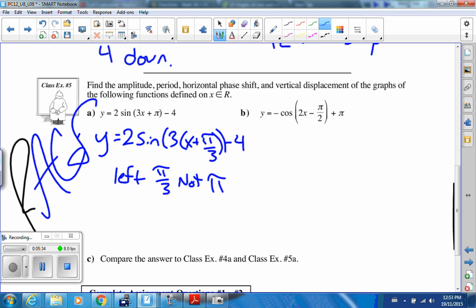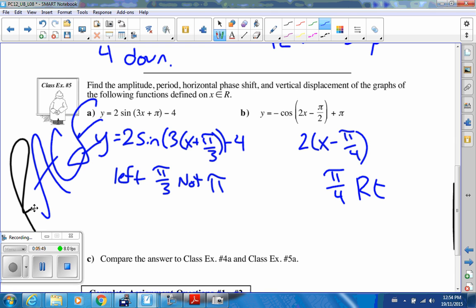Range. Angry. They're trying to trick me. Again, same thing here. 2x minus pi quarters. And now that I've satiated that range, I no longer have to be angry. But this is going to be pi quarters to the right.